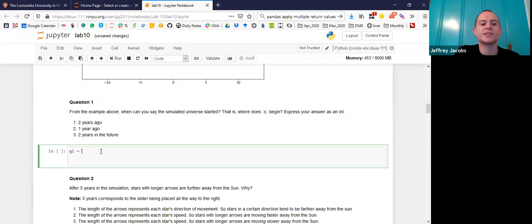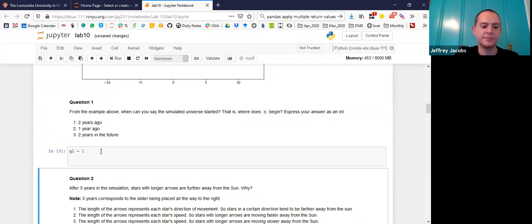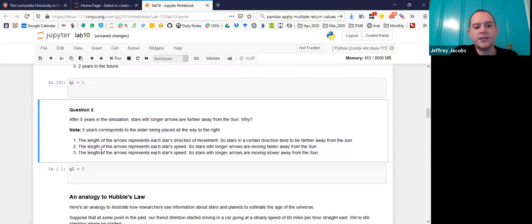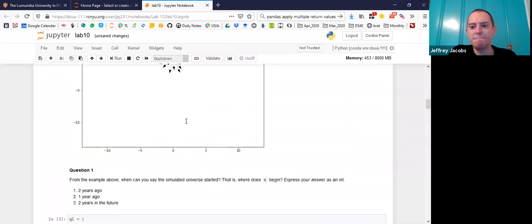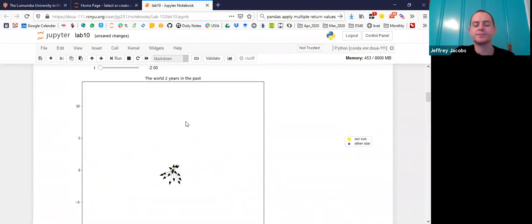So the answer is 1, 2 years ago. Now, after 5 years in the simulation, stars with longer arrows are further away from the sun. Why? The idea here is that there are two properties of the arrows, right? One is the direction that they're pointing in, but the other is how long the arrow is. And so you get two pieces of information from each arrow.